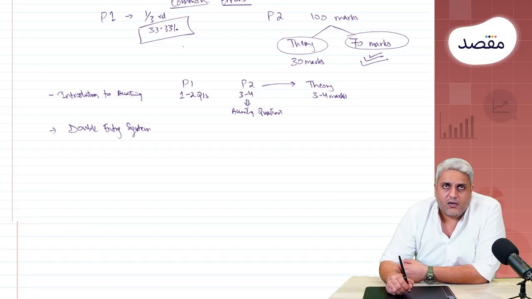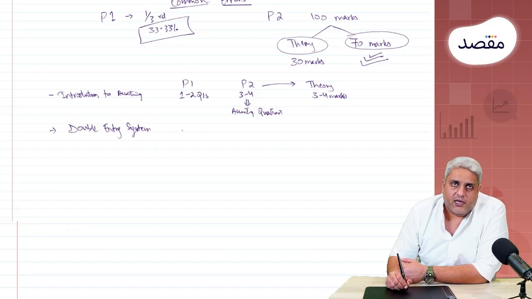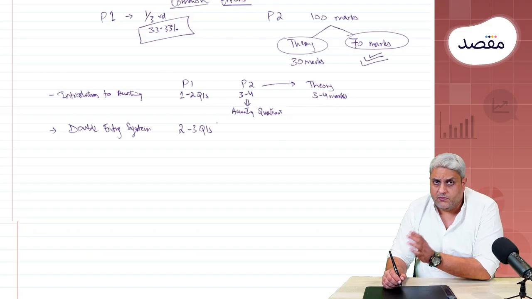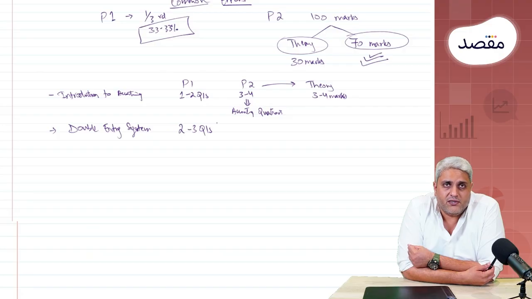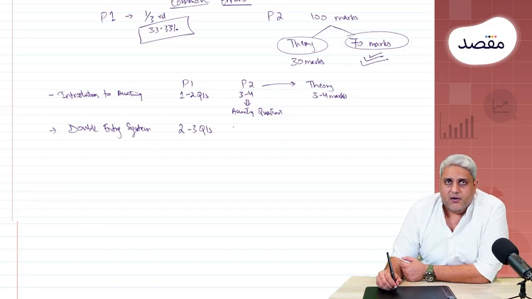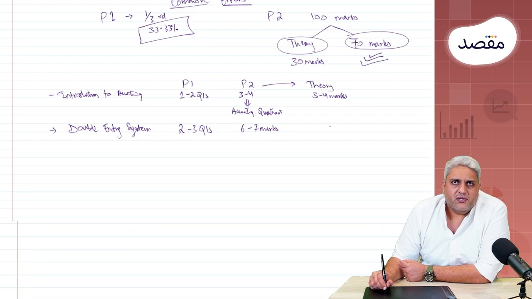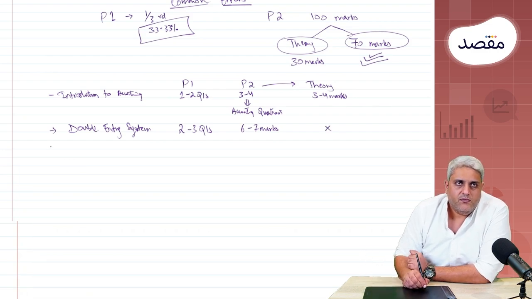Okay जी, the double entry system, again, in P1 you can have 2 to 3 questions. Now, don't catch me with it कि जी sir आपने कहा था कि 1 से 2 questions आएंगे. This is just a probability I'm sharing. So 2 to 3 questions in paper one. Maybe if you're lucky, 6 to 7 marks if you are lucky. And then theory, I don't think कि इसमें कुछ theoretical aspect वो पूछ सकता है.